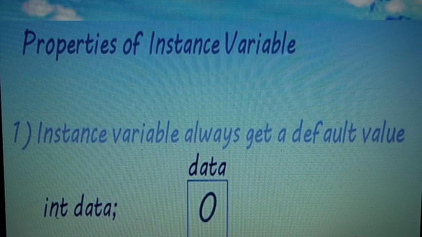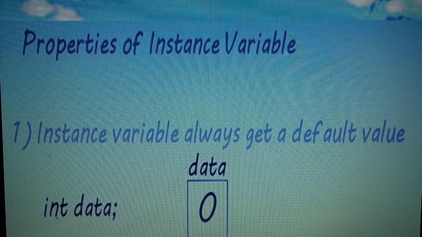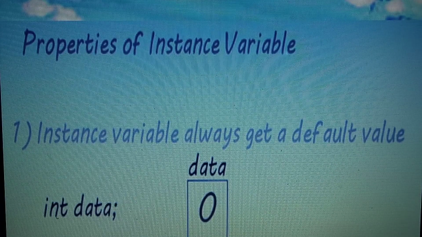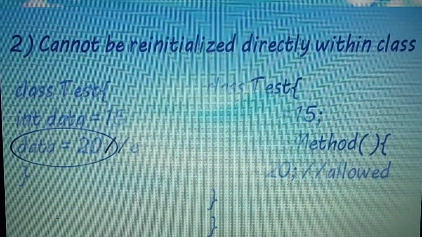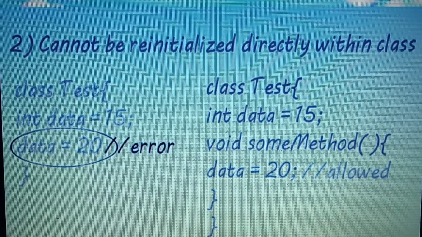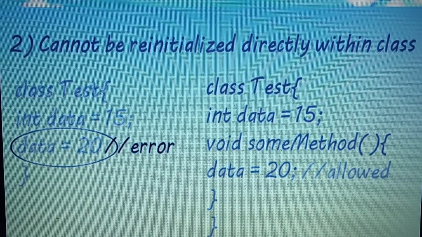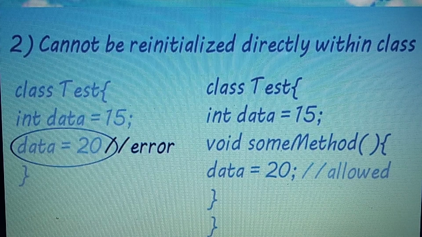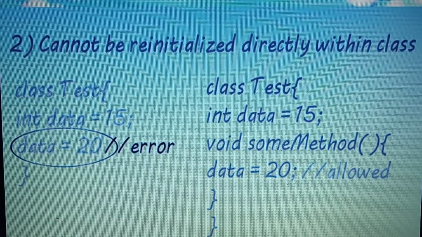And what are the properties of an instance variable? First, an instance variable always gets a default value. With int data; you will get a default value. Second, it cannot be reinitialized directly within the class. So this is our class Test. If we try to reinitialize the data variable, it will give you an error. But we can reinitialize it in a member method, and that will be allowed.